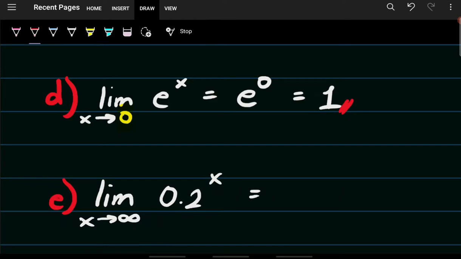So if the exponent of some specific value is 0, automatically the value is equal to 1, except for 0 raised to 0. So that is our final answer.